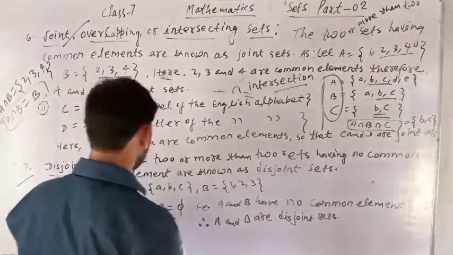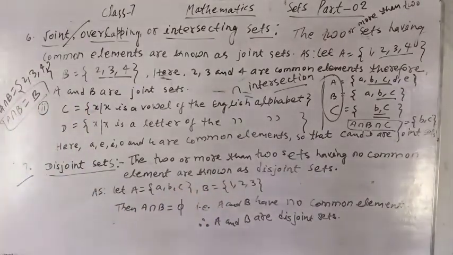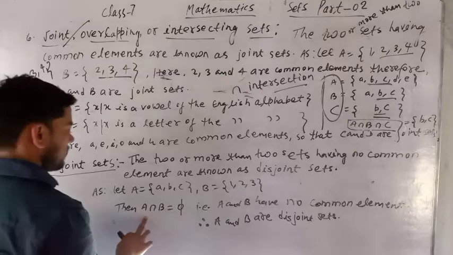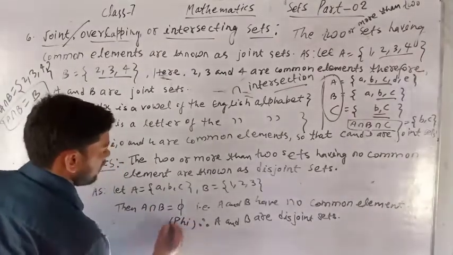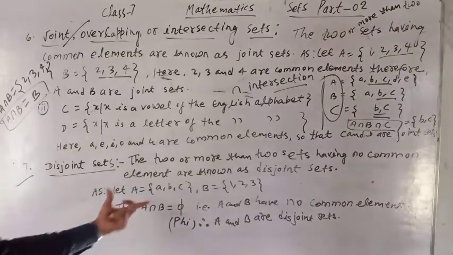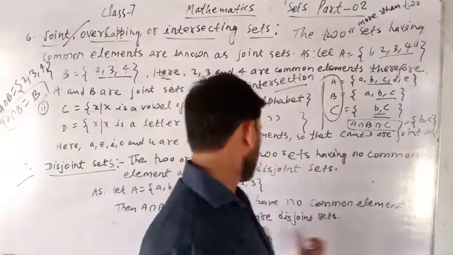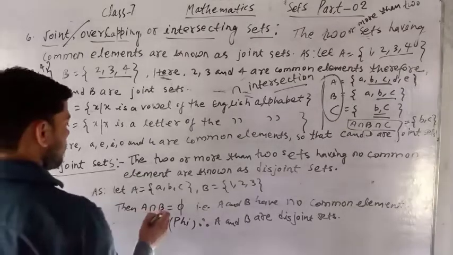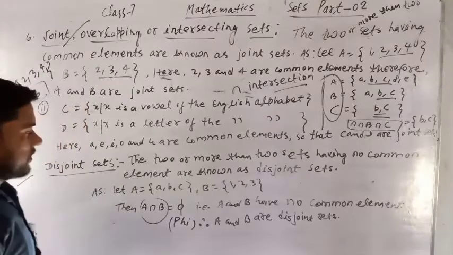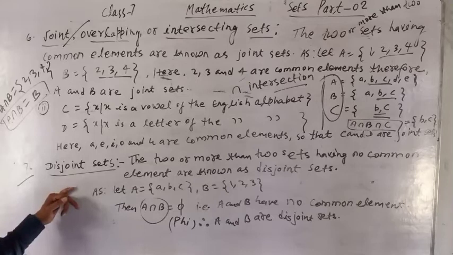B is equal to {1, 2, 3}. Here in the sets A and B there are no common element, it means A intersection B is equal to phi. It is a Greek letter. A intersection B is equal to phi, that is A and B have no common element, therefore A and B are disjoint sets. If the intersection of sets is phi, that means disjoint sets.